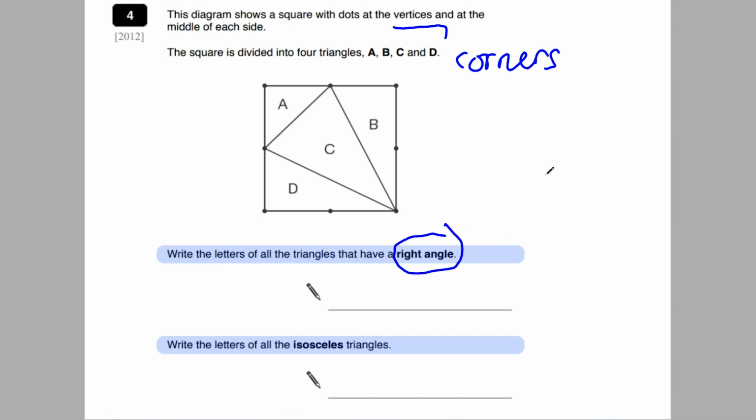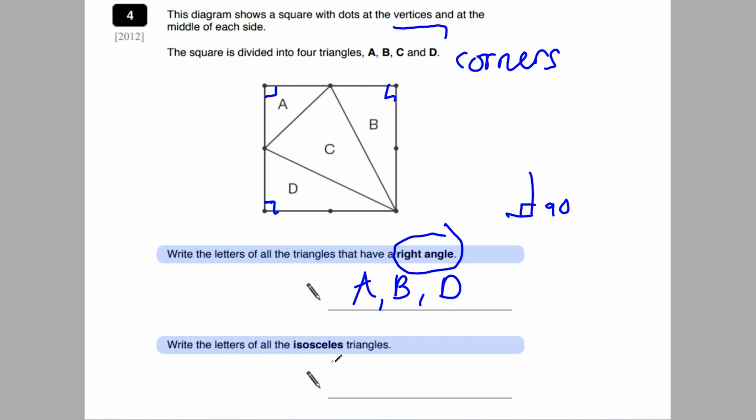So remember, a right angle looks a bit like an L. Okay, it's going to be 90 degrees. So which of these triangles have that? Well, the ones in the corners definitely are right angles, aren't they? So we've got to write down A, B, and D. I don't think there are any right angles on C.